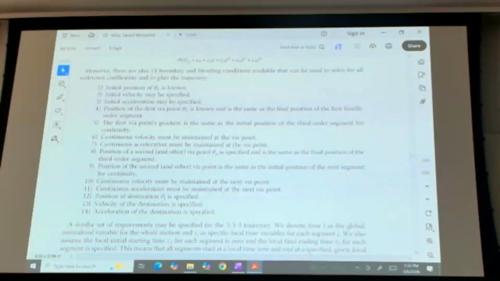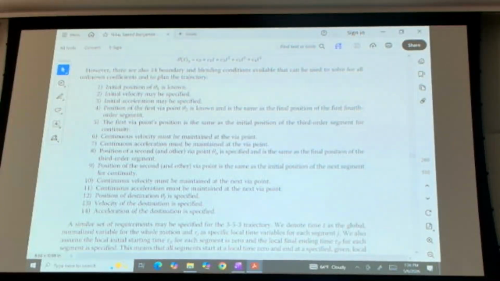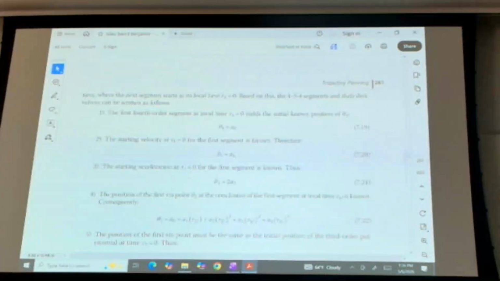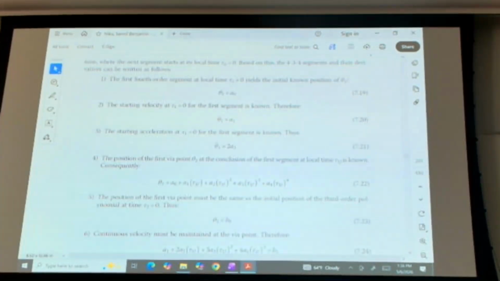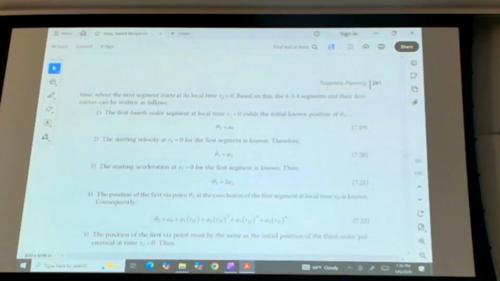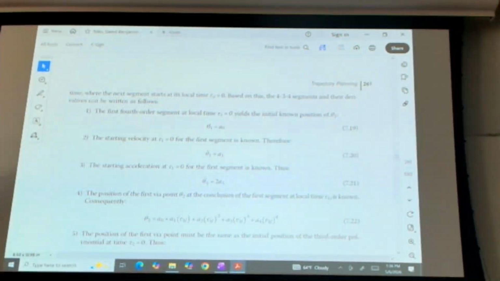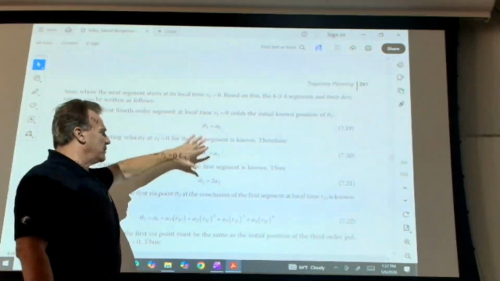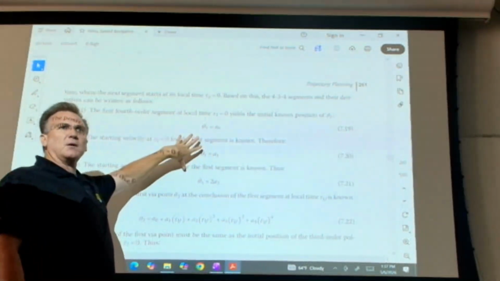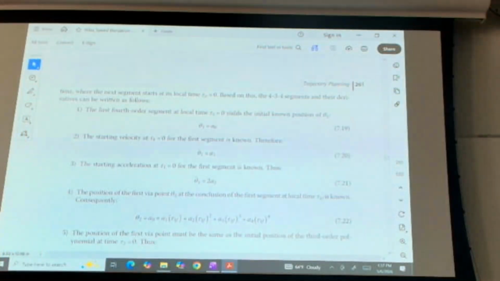So we know the initial position, we know the initial velocity, we know the initial acceleration, or it's given to us, or it's determined from the physical system. Here we go. So in this case, we're going to do a 4-3-4. We can do a 5-3-5. And so we use our initial conditions to arrive at A0, A1, and A2, just like we did before.